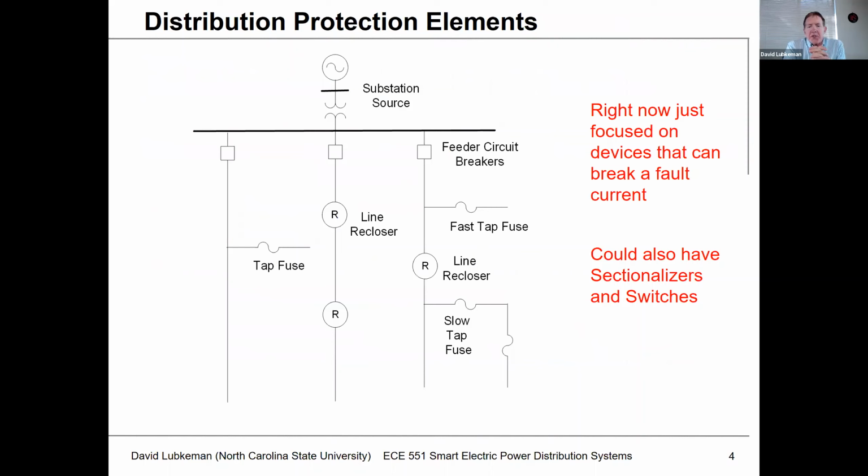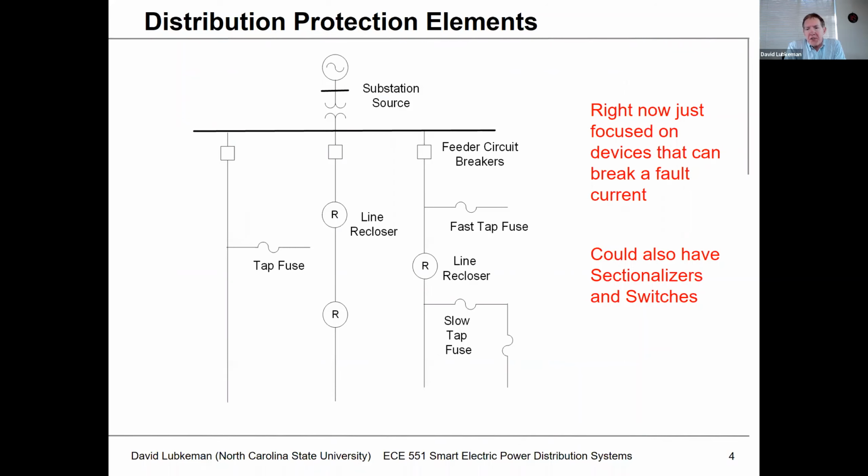So this shows the various elements that we're going to see on a set of distribution feeders related to protection. We've got the substation at the top of the circuit. And so we've got the substation transformer shown here. And then the transformer is connected to a bus where we interconnect the various feeders that are going to be coming out of the substation toward the load.